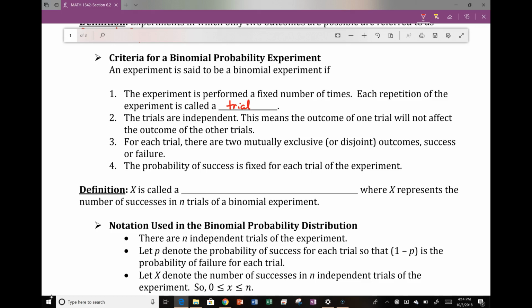And the probability of success is fixed. Again, whenever I'm looking at flipping a coin, the probability of getting a head is always going to be 1/2, or 50% of the time.